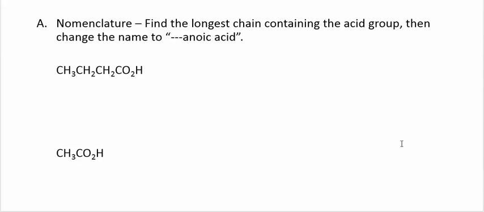Here are some examples of some carboxylic acids. We're going to find the longest chain containing the acid group, and then the suffix is oic acid. And so in this first example, we're going to start numbering down here. So this is a 4-carbon chain. 4-carbon chain is but. And since it's got that carboxylic group, it's butanoic acid.